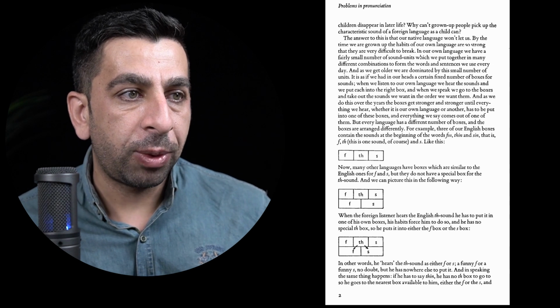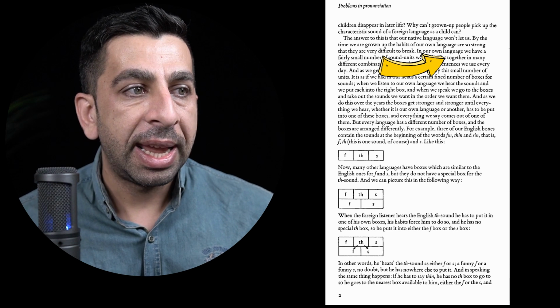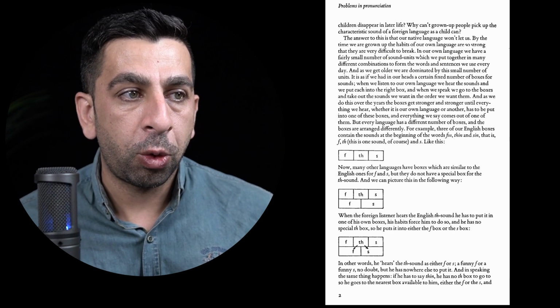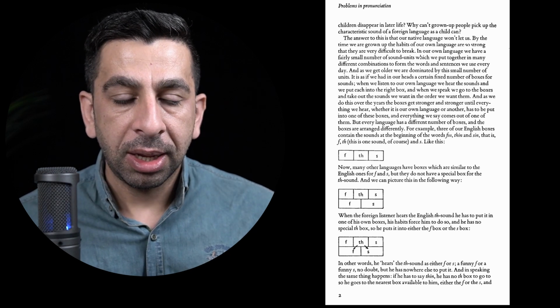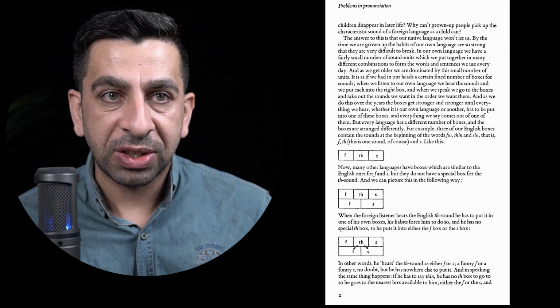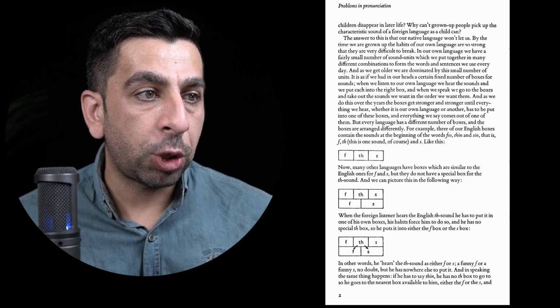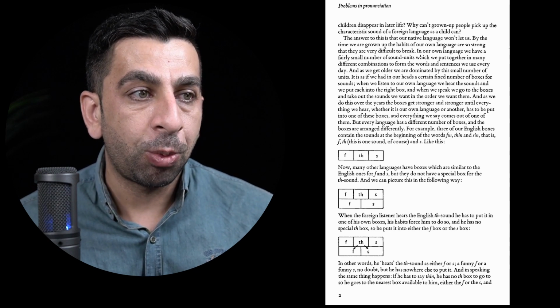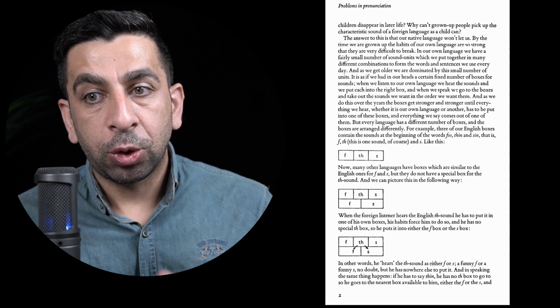In our own language, we have a fairly small number of sound units, which we put together in many different combinations to form the words and sentences we use every day. بلغتنا عندنا بعض من اليونتس أو الوحدات اللي تمكننا من إعادة ترتيبها وهيكليتها للمجيء بجملة ومعنى جديد. And as we get older, we are dominated by this small number of units. كل ما نكبر كل ما راح القدرة على هذه الوحدات تقوى وتصير عندها الإمكانية على السيطرة.